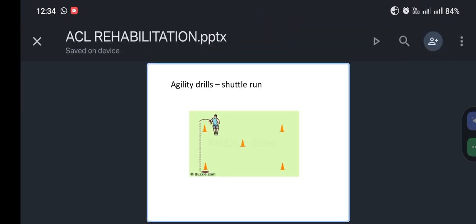Agility drills can be given to sport specific persons to improve their agility, which may be helpful for their performance. In the figure we can see there are 5 cones placed, so the person has to cover the distance in minimum time and reach the start point and end point.